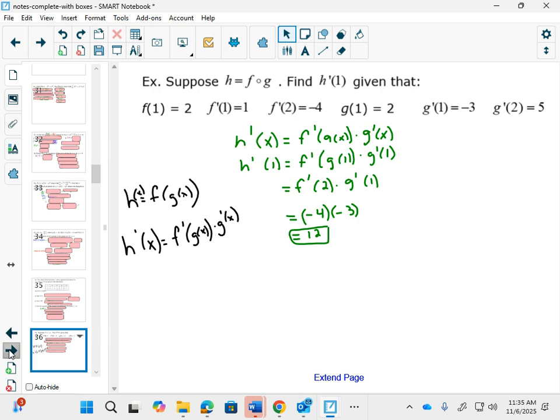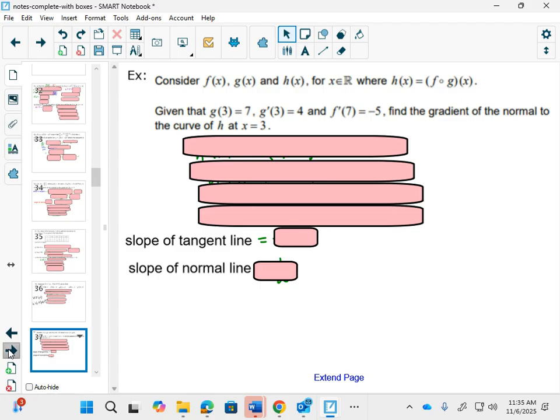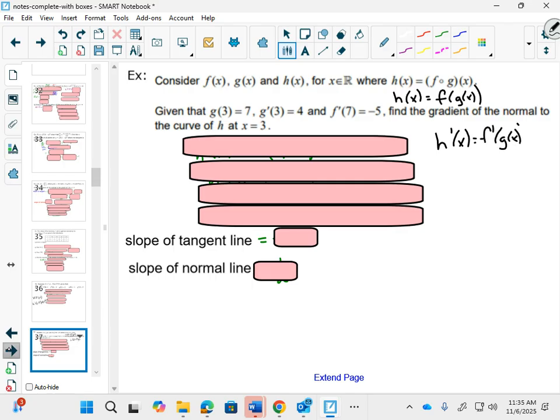And last question for today. We've got f of x, g of x, and h of x. And we've got h of x equals the composition. So again, I would take the time to rewrite that. And if I wrote out my derivative of the outside function, keep the inside the same, multiplied by the derivative of the inside function.